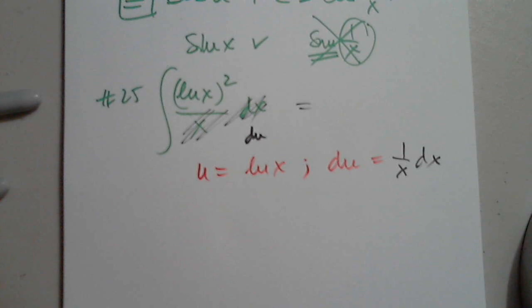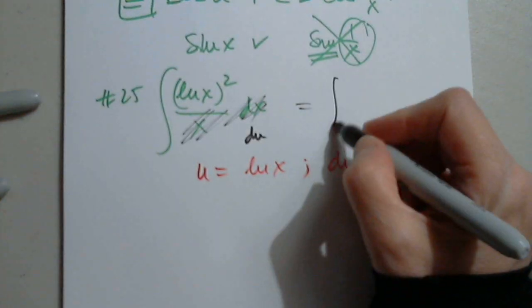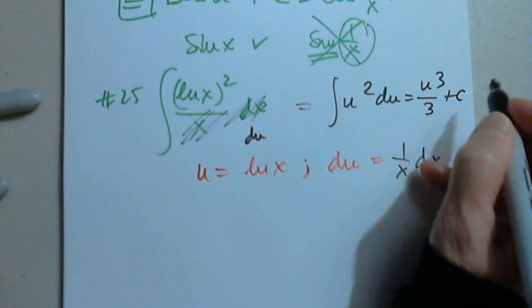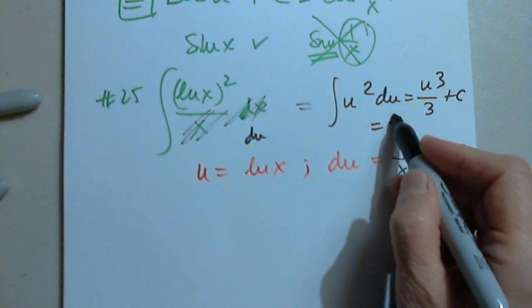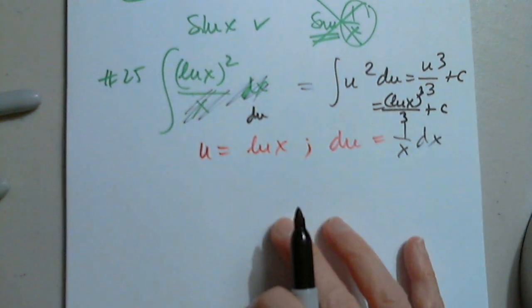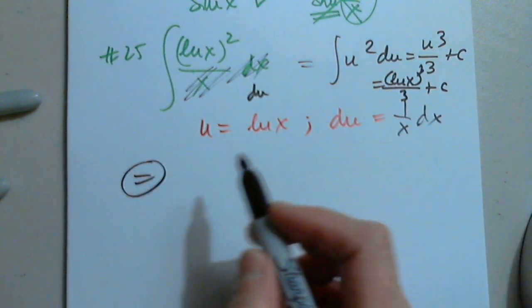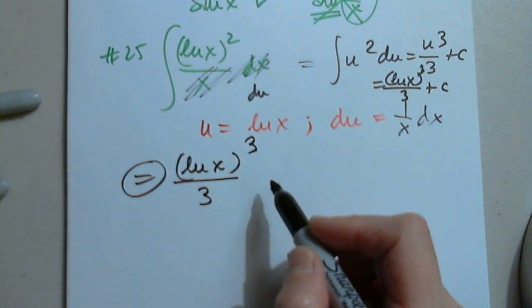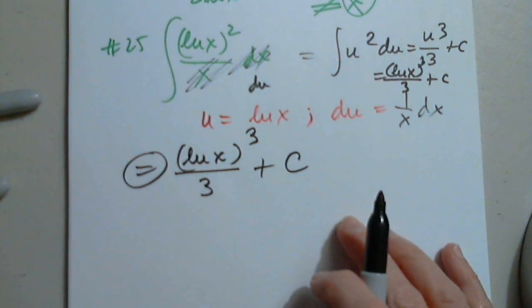So what is the new integral? U squared times du. U to the third over 3 plus a constant c, and I have to plug it back in. Natural log x to the third over 3 plus a constant c. Let me write it one more time here because it's not very clear. Natural log x, everything to the power 3, over 3 plus a constant c.